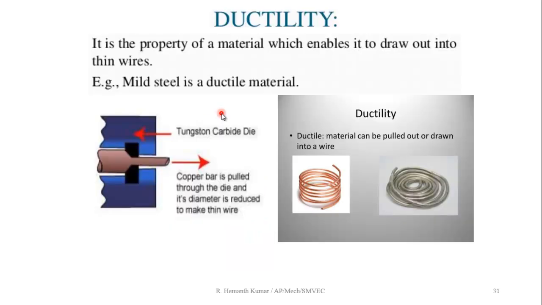Then ductility, it is nothing but the ability to draw the material. In this case tungsten or copper, you can extend it and the length can be increased using the drawing method into thin wires. Mild steel is a ductile material, for example. So this is ductility.